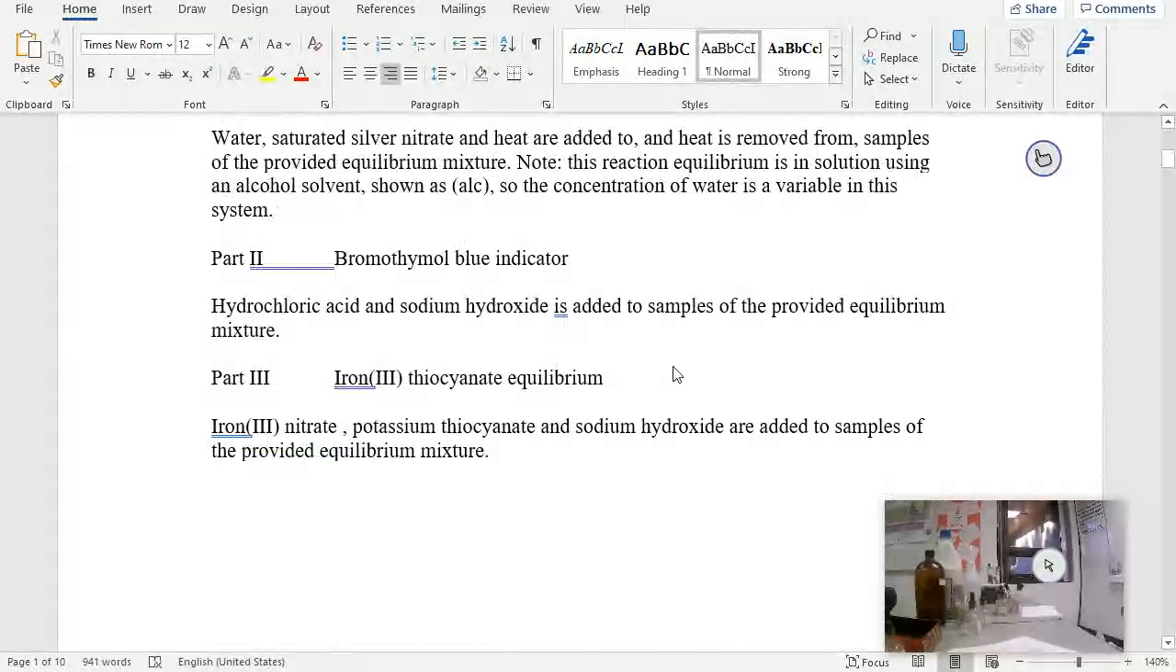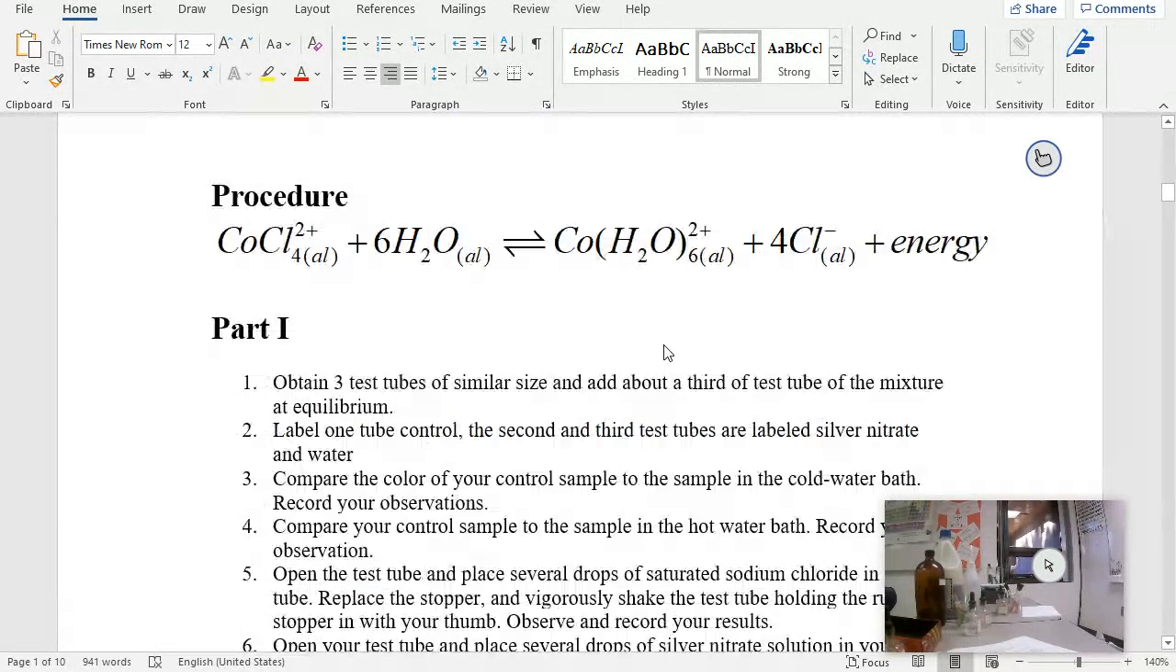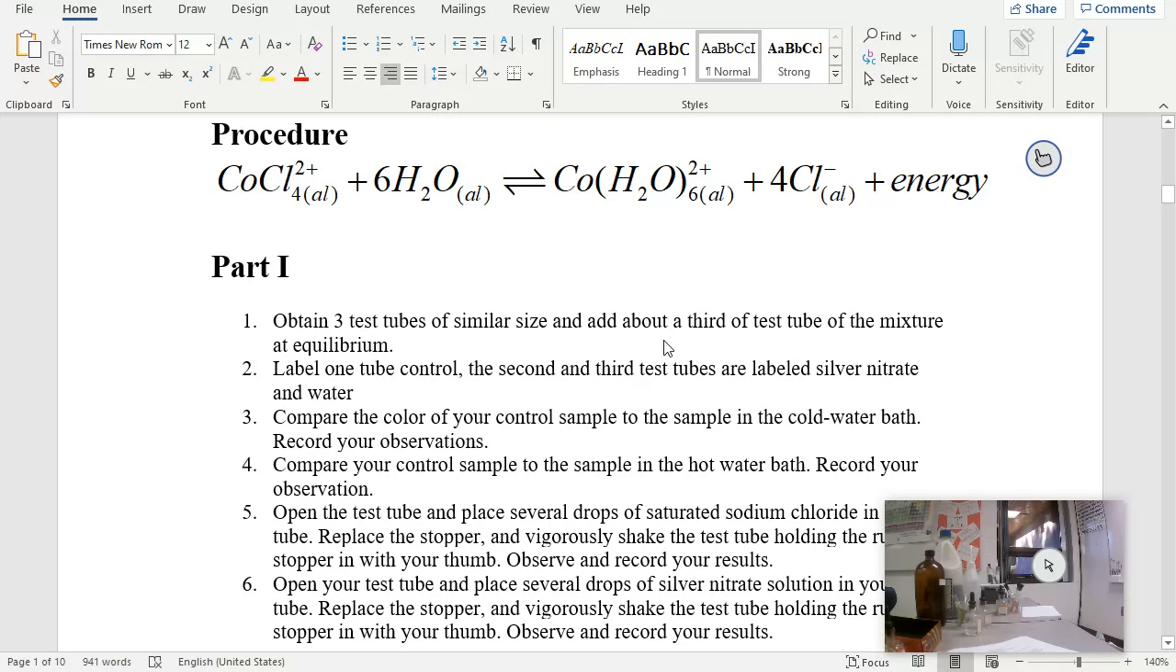I will be flipping back and forth to this page from the other page in a bit. So we are going to do 3 equilibriums. This is the first equilibrium. It is a cobalt chloride system in alcohol. So it's a little bit different than what we've been talking about before because we've been talking about substances dissolved in water or substances dissolved in gas.